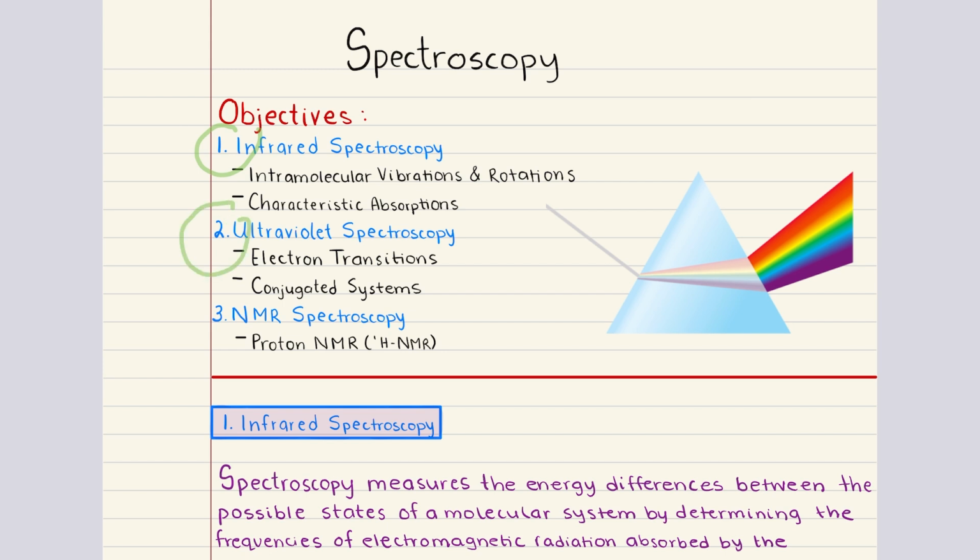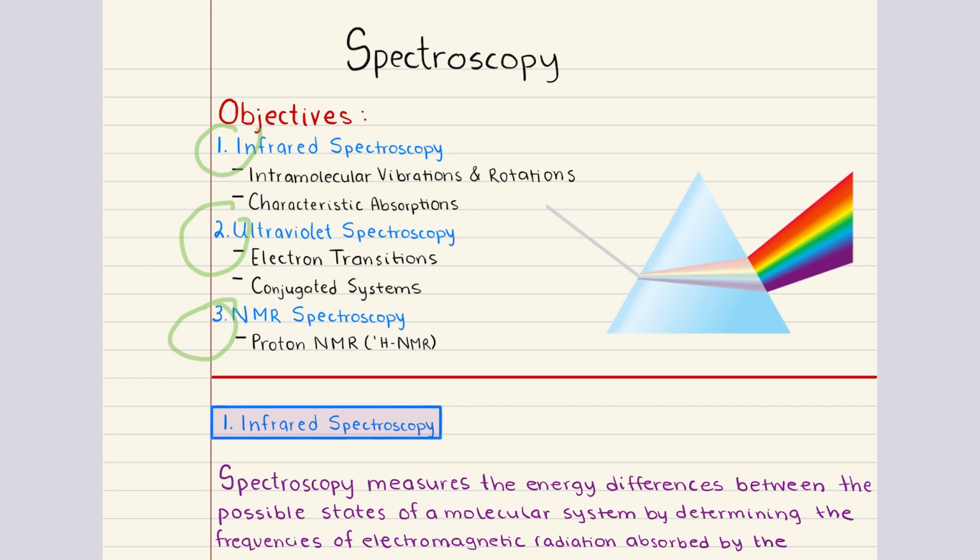Then we'll move into ultraviolet visible spectroscopy, where we're going to explore how molecules absorb ultraviolet light to promote electrons to higher energy orbitals. In particular, we're going to look at how conjugated systems shift absorption to longer wavelengths. Finally, we'll finish with nuclear magnetic resonance spectroscopy, or NMR, with a focus on proton NMR. This technique reveals the unique chemical environments of hydrogen atoms in a molecule, and it's one of the most powerful tools for determining molecular structure.